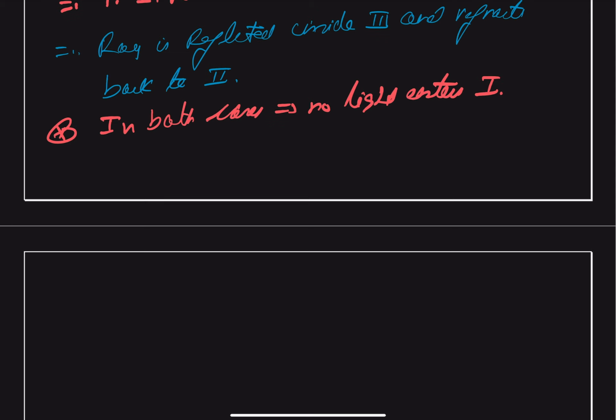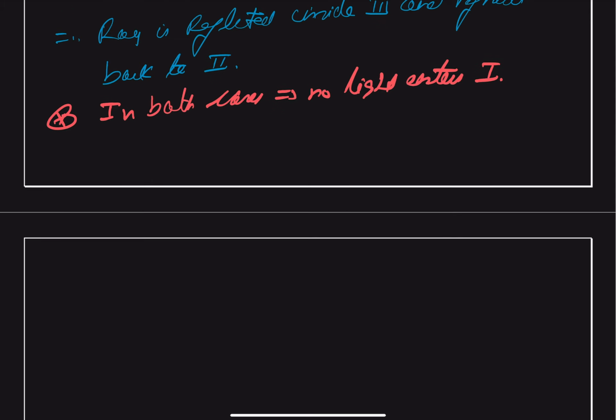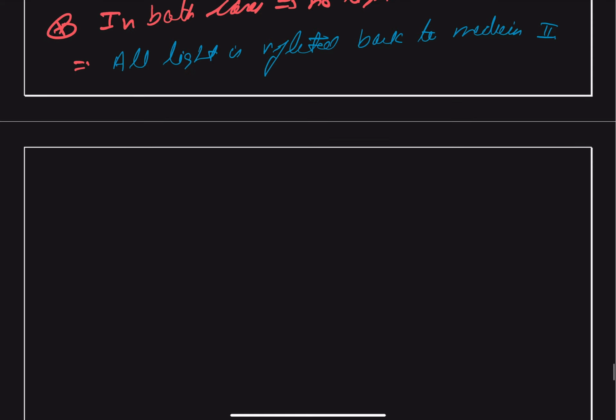Okay. All light is reflected back to medium 2. It would be either directly from surface AB or bouncing back from surface DE. So we can draw an approximate figure for that.